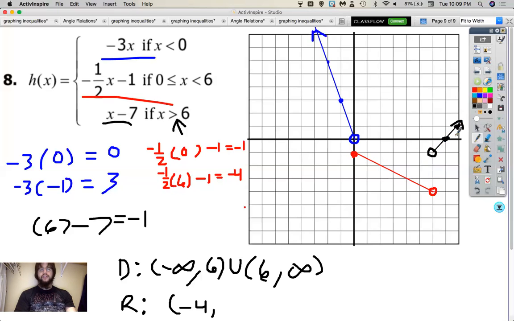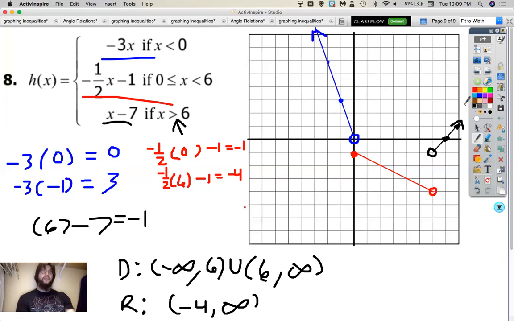So is everything bigger than -1? Is everything smaller than -1 up to this point, -4? So it's going up forever, infinity. Huh, there we go, that's my range. Yep, that's it, we're done.